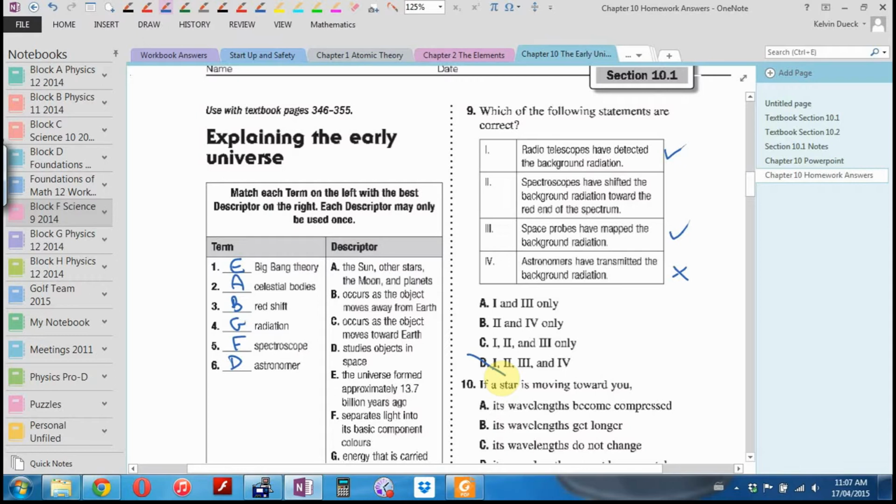1 and 3 only is 2 true. Spectroscopes have shifted the background. I don't think spectroscopes shift. They measure radiation. I don't think they actually shift it. Let me just see, I'm checking my answer key. Yeah, that's not true. Spectroscopes measure. They don't change radiation. They don't give off radiation. So the correct answer is A.